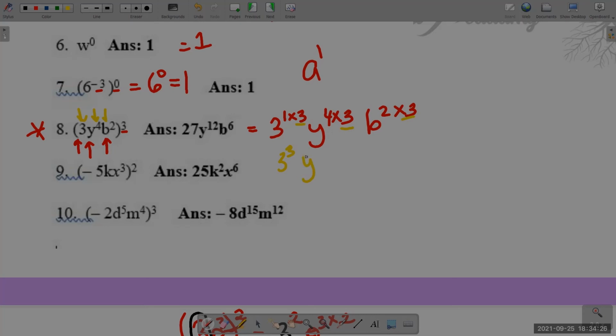Don't worry, if it's a little confusing, as we do more practice, it's going to become clearer. So just answer the questions that I'm asking. What would be the answer for the powers for the y? What is it going to be? Y to the what? Is it 4? Look at this. Remember we had to multiply? So instead of 4, what is it going to be? 4 times 3, right? Which is 12. Everybody see that? And then b, what would be the power of b?